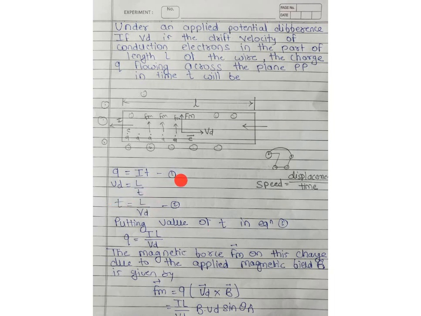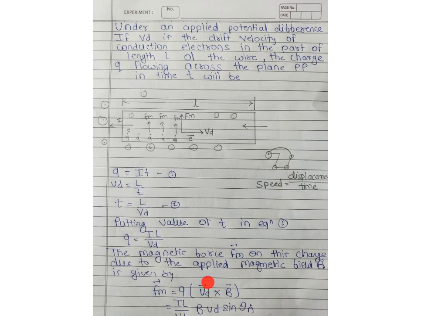In equation 1, put the value of T. We get Q is equal to IL upon Vd. We have already seen the magnetic force formula is equal to Q (V cross B). Therefore, for that case, the magnetic force Fm on this charge due to the applied magnetic field B is given by Fm is equal to Q, cross product of vector V into B.